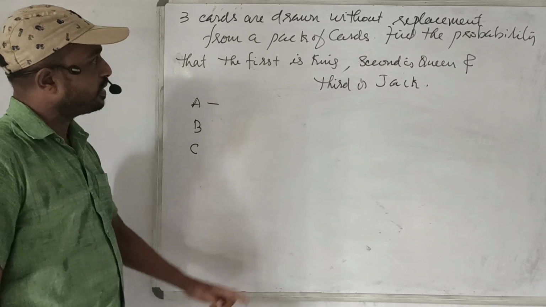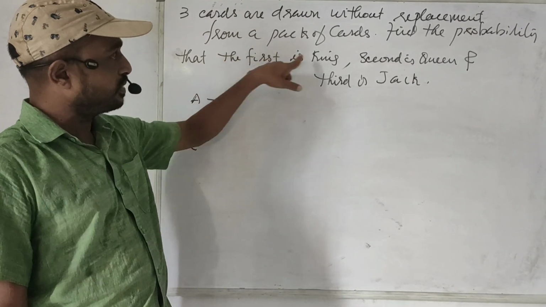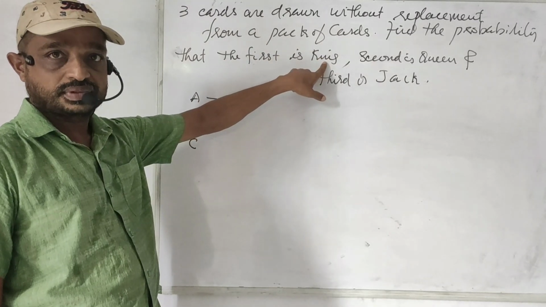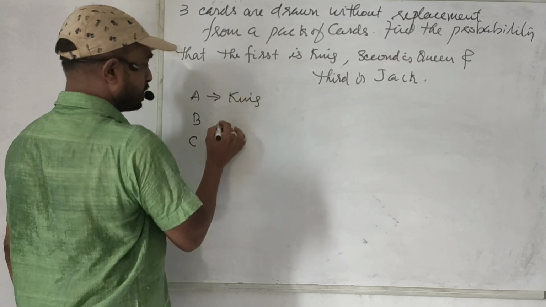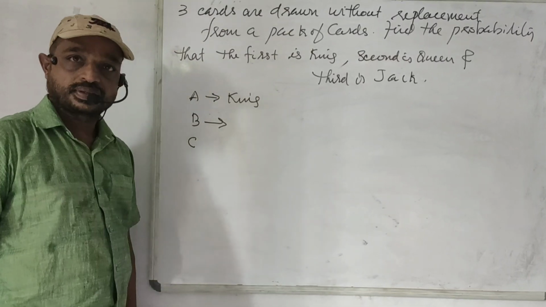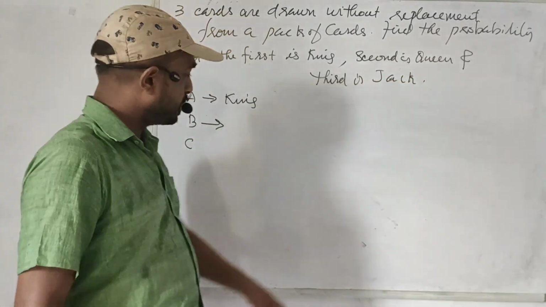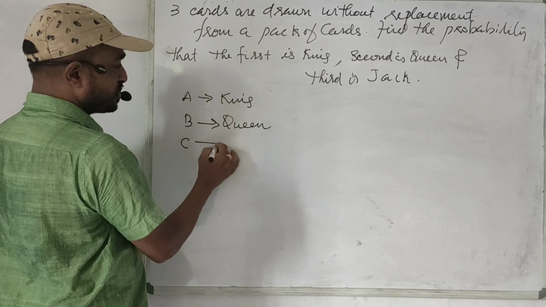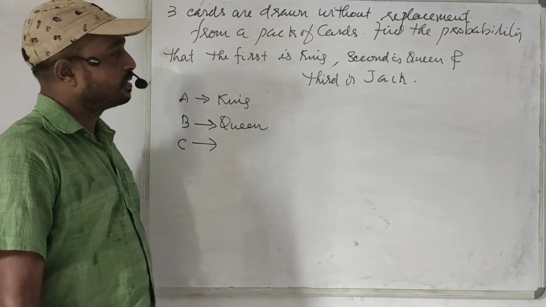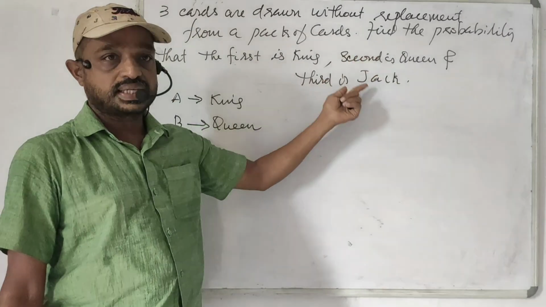What is the event? A is the first event. A is the event of drawing a king card. And what is B? B is the event of drawing the second card, which should be queen. B is the event of drawing a queen card. And what is C? C is the event of drawing the third card, which is jack.